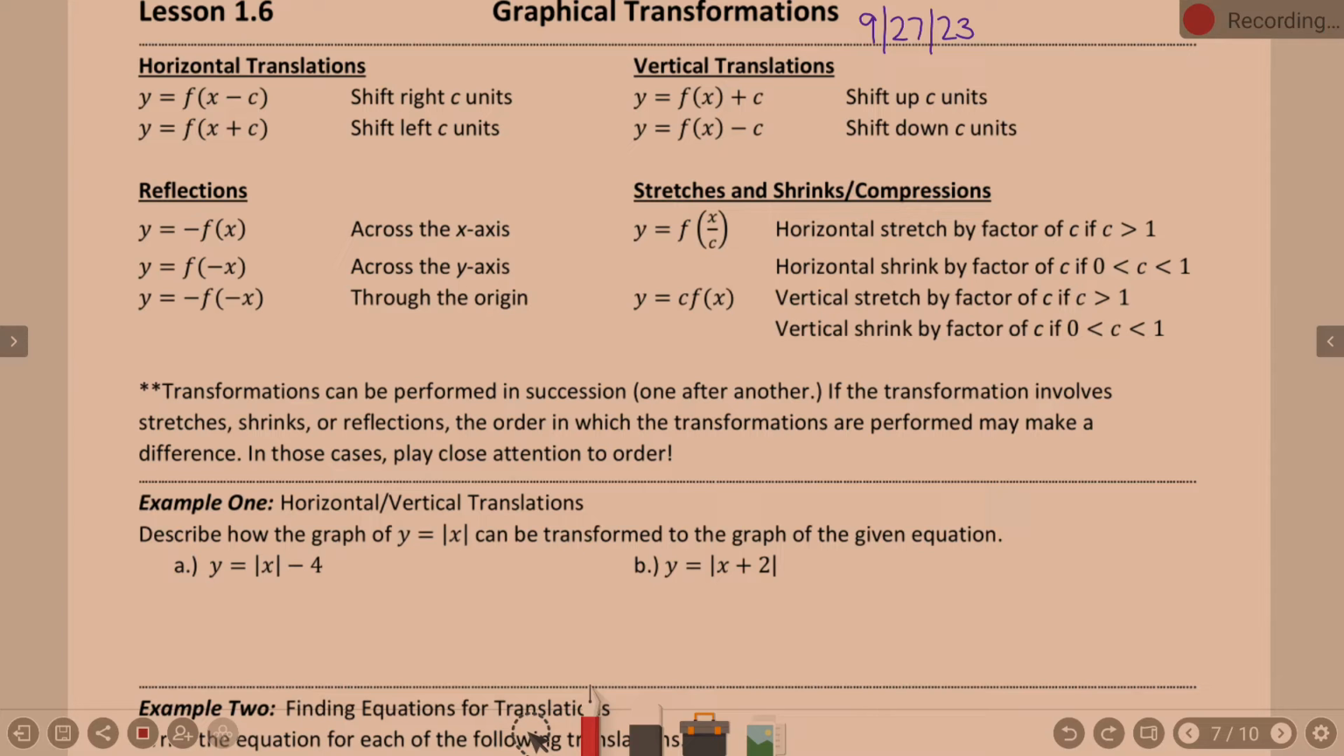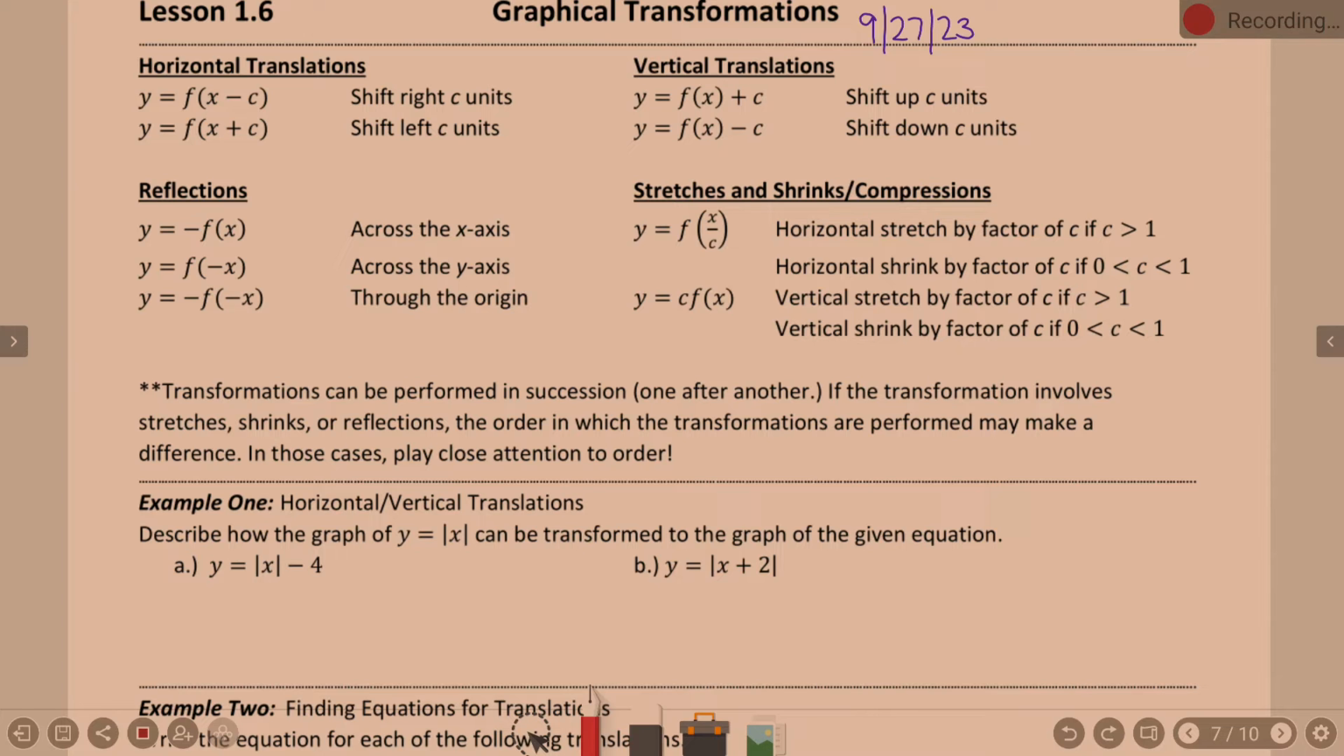Okay? Reflections. We'll work with reflections a little bit more than last year. Okay? If the negative is out front of the equation, then that negative is going to be a reflection across the x-axis. The x-axis being the horizontal axis, so that means my graph is going to flip upside down. Okay? If my negative is instead just in with the x, then instead it reflects across the y-axis. The y-axis being the vertical axis, right? So it's reflecting left and right.